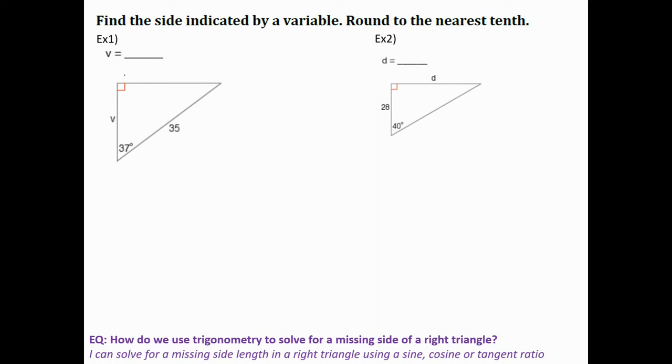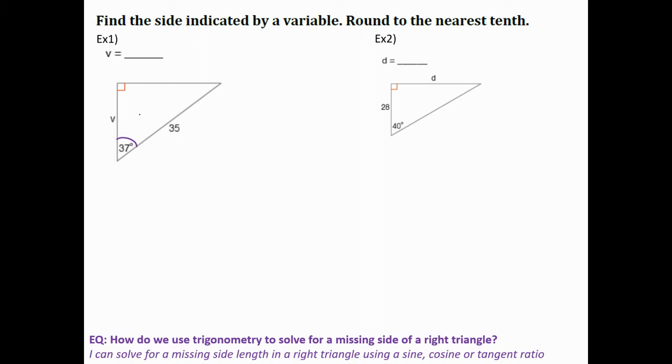All right, so we're going to start off with example 1. When we're looking to solve or find a side length, we're always going to start with what angle. So we are talking about 37 degrees here. That's the angle that we're interested in. Remember, all of trig is based on the angle. So I'm based on 37 degrees.